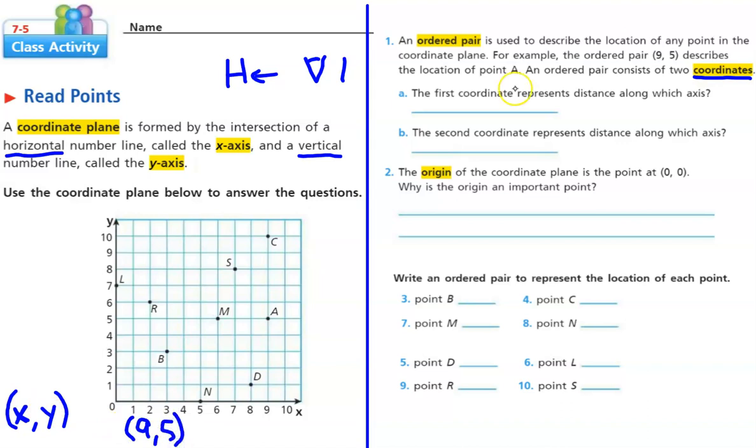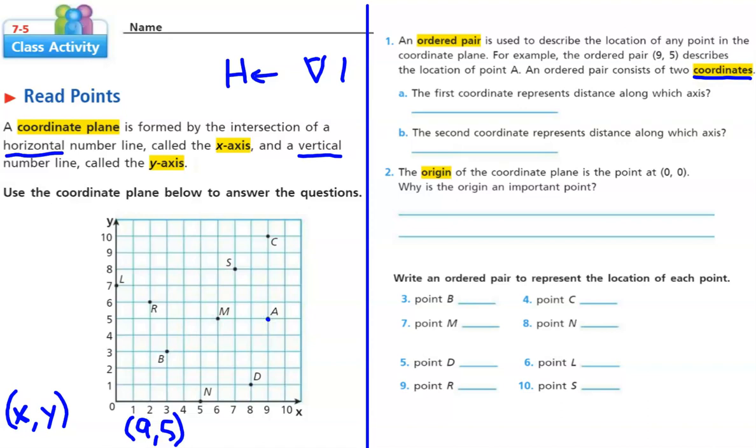So let's use that 9, 5 as an example. This 9 means I need to travel 9 along the x-axis, and then that y was 5, which means I need to go up 1, 2, 3, 4, 5 on the y-axis, which is why you had a little dot there labeled with an A.